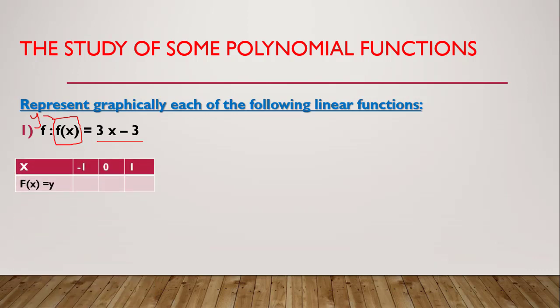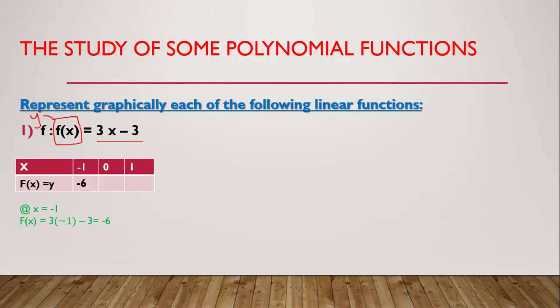I'll get 3 points. Of course, we can draw a straight line using only 2 points, but I want to check, so I'll use another point. Okay, so for x, I'll choose negative 1, 0, and 1. You can choose any number you want, but I prefer to choose small numbers because I'll draw it. So if I have x equals -1, 3 times -1 is -3, and -3 and -3 equals -6. So the first point is -1 and -6.